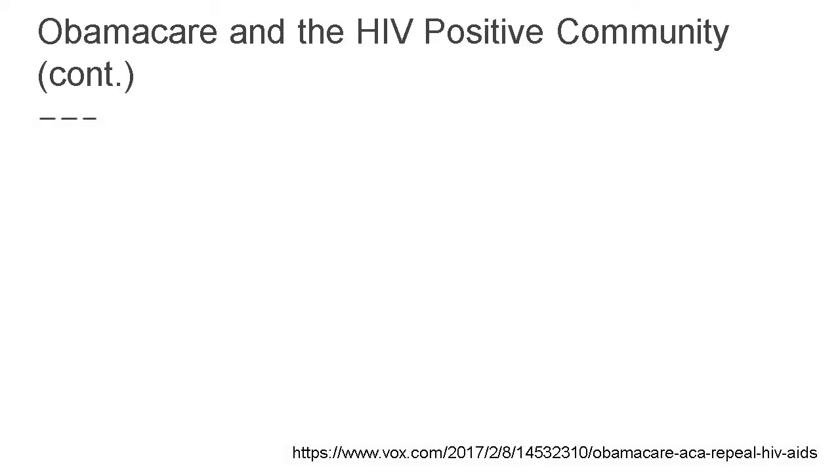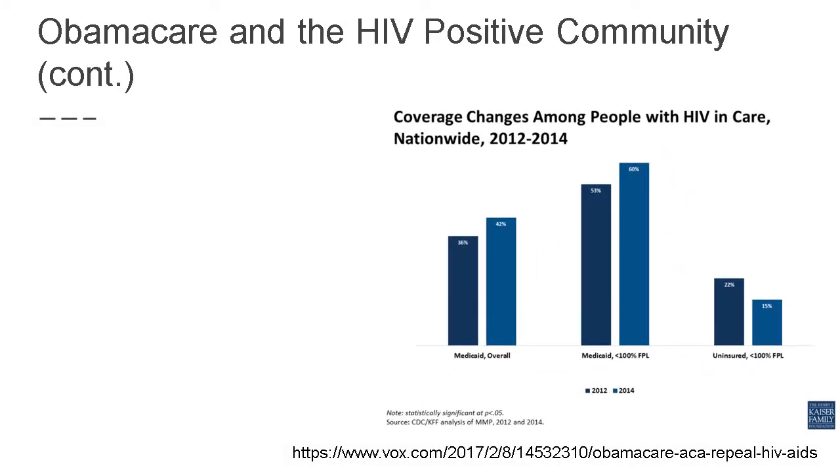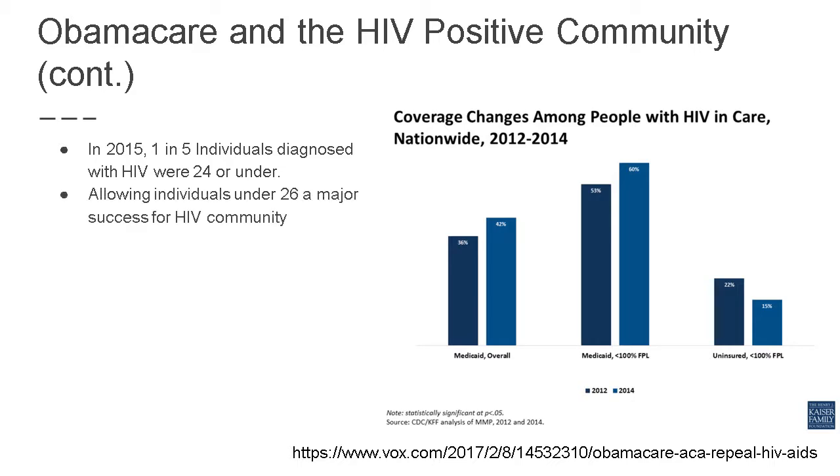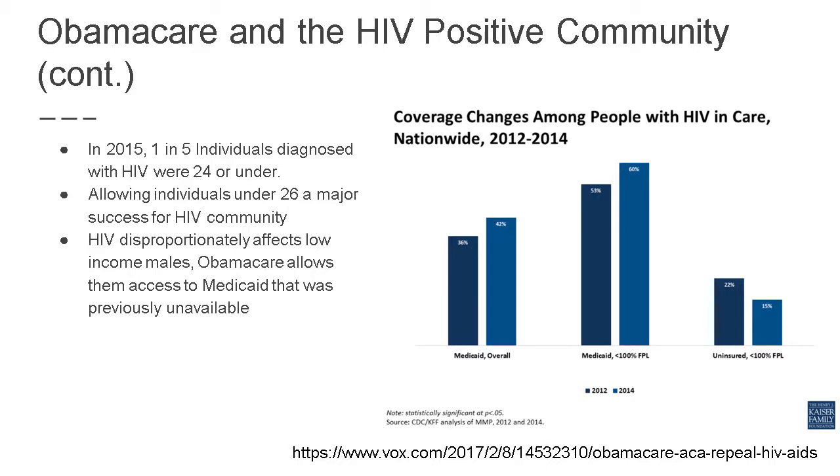Another major aspect of Obamacare that helped HIV positive individuals was the option to stay under their parents' care until the age of 26. In 2015, 1 in 5 individuals diagnosed with HIV were aged 24 or under. The expansion of Medicaid to poor men gave access to a significant amount of HIV positive patients. Gay and bisexual men are the largest demographic infected by HIV, and this Medicaid expansion was particularly impactful in this community.